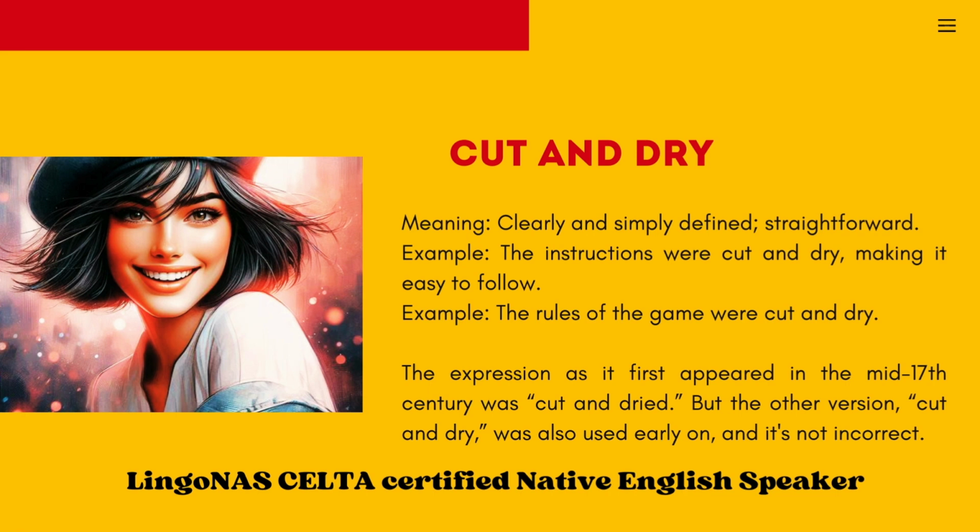But what does it mean? It means clearly and simply defined, straightforward. So the instructions were cut and dried, making it easy to follow. And if something is not cut and dried, it's not straightforward. So the rules of the game were cut and dried. And when it comes to maybe some kinds of games or some kinds of sports that you don't understand and the rules are not straightforward, then they are not cut and dried.